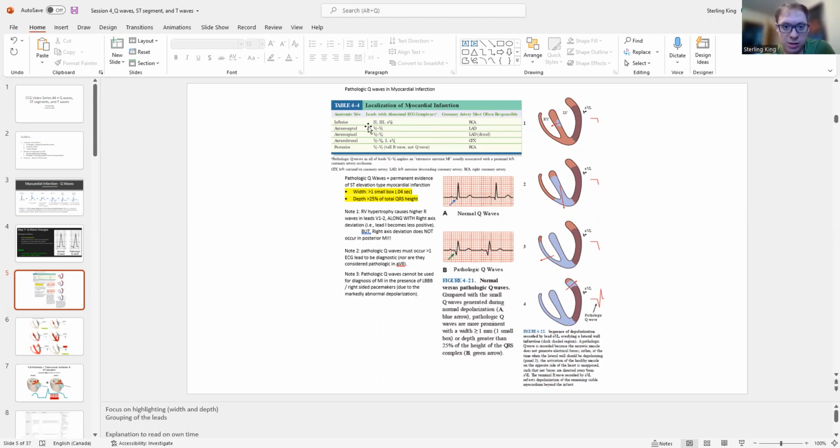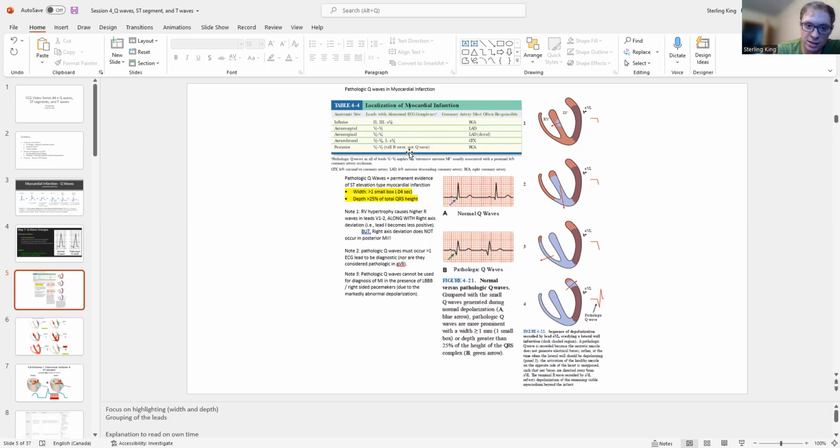So this is the grouping. Leads 2 and AVF would be the right coronary artery. V1 and V2 are the left anterior descending. V3 and V4 are more the septum, but still left anterior descending. V5, V6, 1, and AVL are all the left circumflex artery. And posterior would be like V1, V2, but with a high R wave instead of a Q wave.